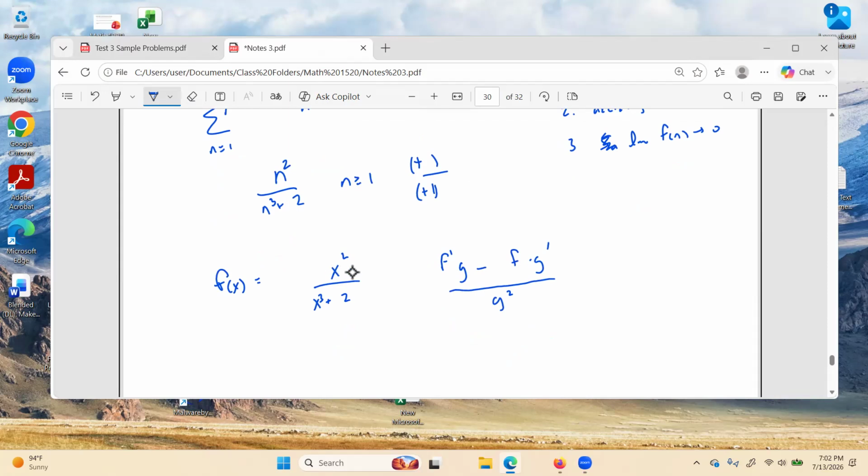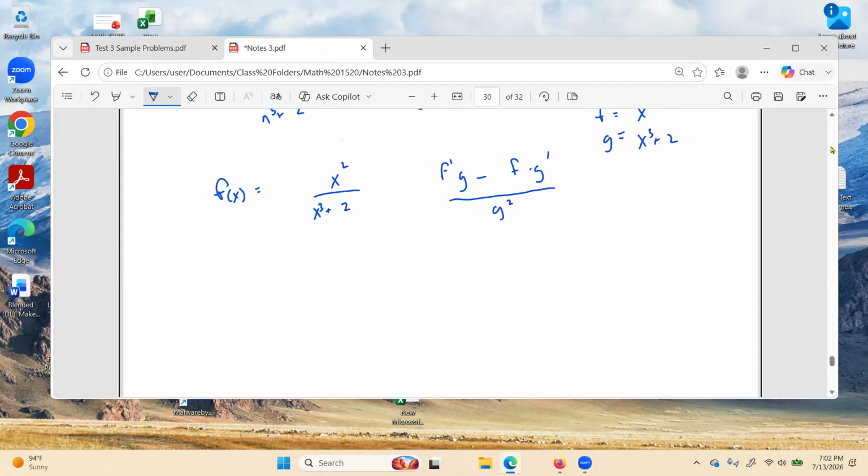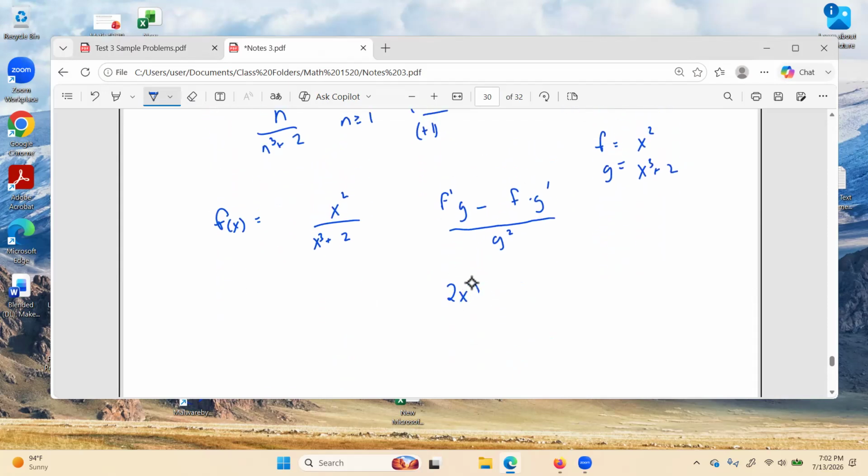So we can go ahead and say, okay, this top part is f equal to x squared. My g is equal to x cubed plus 2. And we just plug in as we go here. So f prime is going to give me 2x. My g is going to be x cubed plus 2, minus my f is going to stay x squared. My g prime is going to look like 3x squared. Of course, the derivative of 2 is 0. And then divided by x cubed plus 2 squared. Do not multiply this out. Okay, just leave it alone. We're going to see what happens.